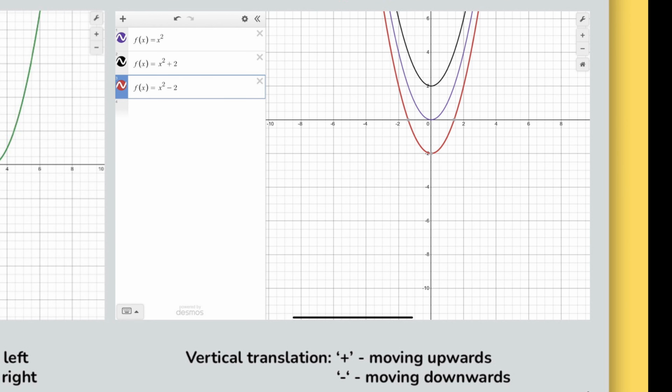If it is positive, you move upwards, and if it's negative, you move downwards. For example, the black line, which is x^2 + 2, you move up 2 steps, and the red line, x^2 - 2, you move down by 2 steps.